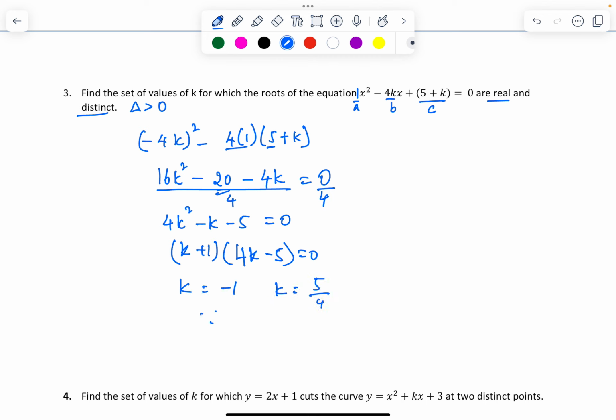So since discriminant is greater than 0, I'm going to separate the inequality as k is less than negative 1 or k is greater than 5 over 4. So this is our answer.